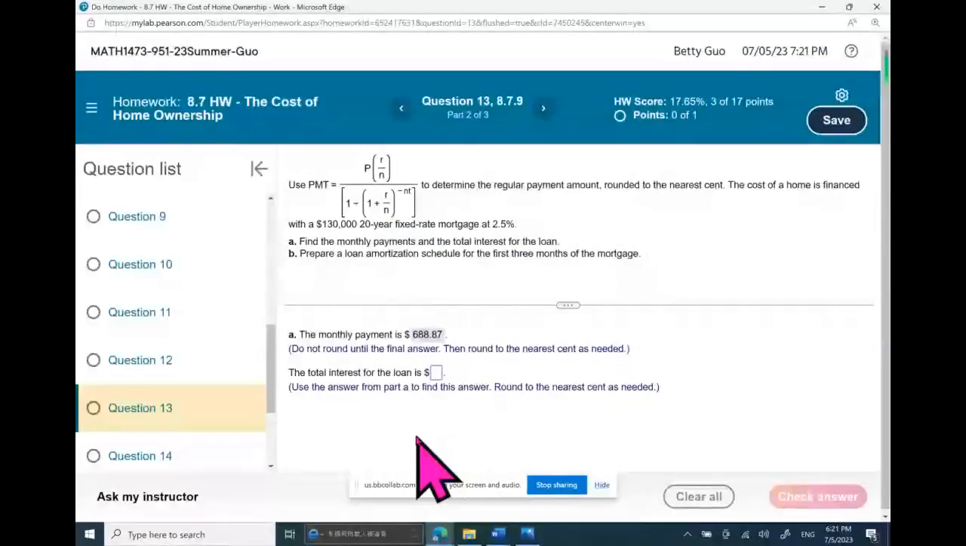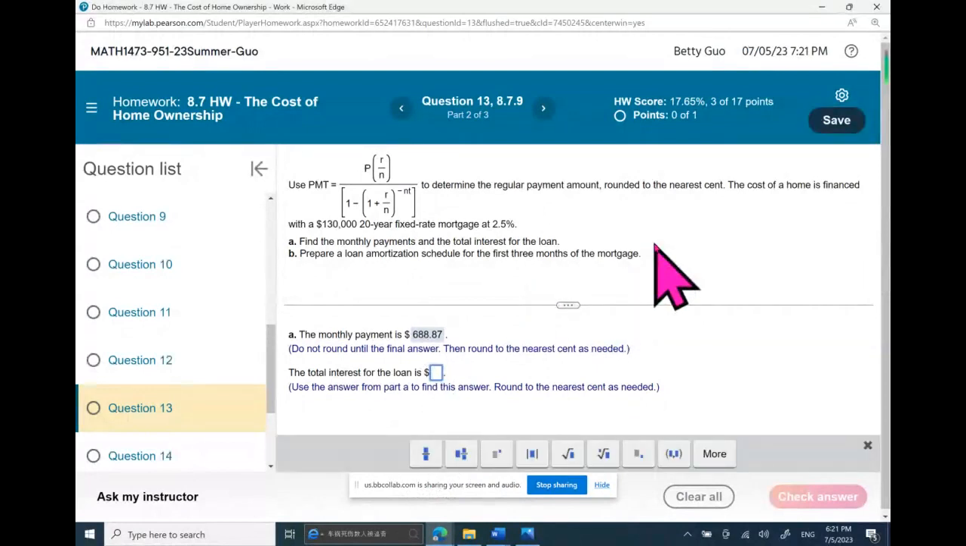Same with the other problems. Second part, what's the total interest for the loan? Okay, so let's get out of this app. Let's go to the calculation mode. Total interest for the loan. Let's figure out how much money we have to pay over the 20 years.